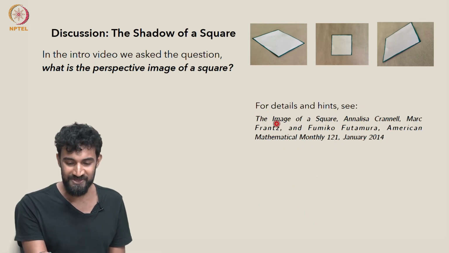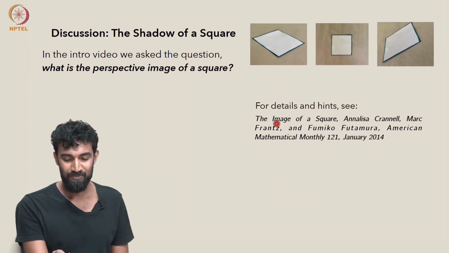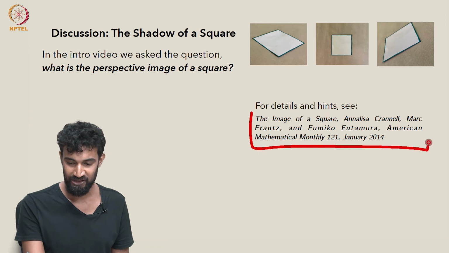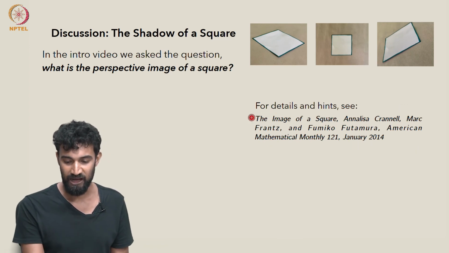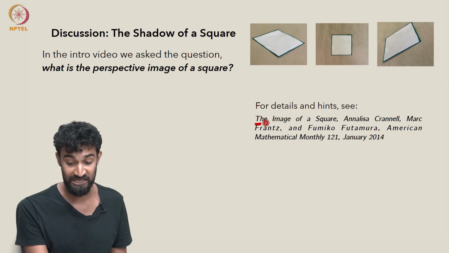So both of these are nice exercises. They can be done from first principles, but if you want to see some details or some hints, there's a very nice paper which details this problem, which I'll print here. It's by Cranel, France, and Futamura, and it's just a paper called "The Image of a Square."